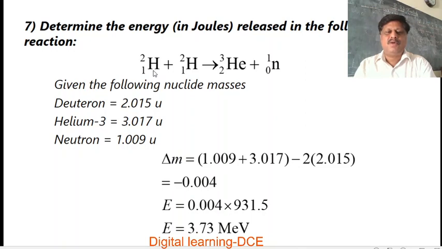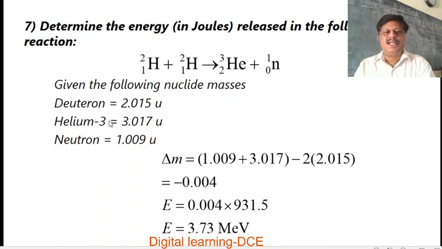Next one, determine the energy in joules released in the following reaction. 1H2 plus 1H2 gives rise to 2He3 plus a neutron. Given the following nuclear masses: the mass of each deuteron is equal to 2.015 atomic mass unit, the mass of helium-3 is 3.017 atomic mass unit, and the mass of the neutron is 1.009 atomic mass unit.